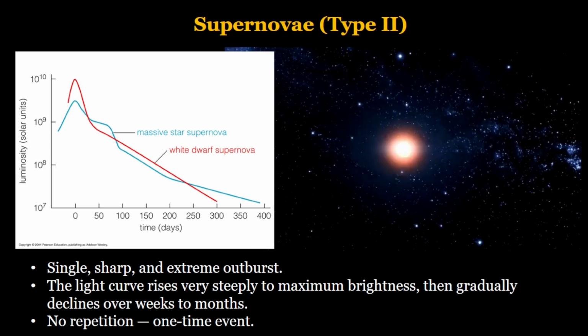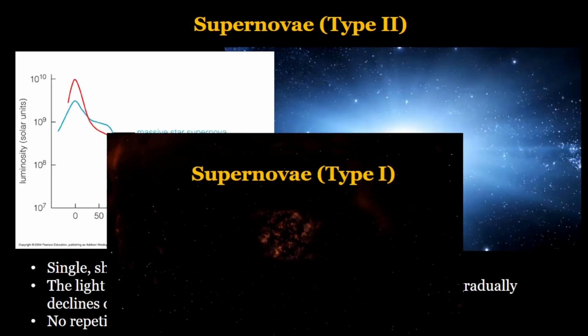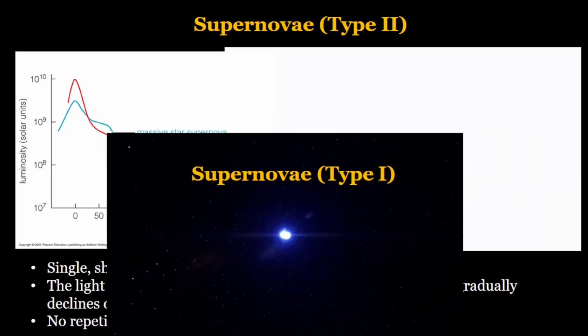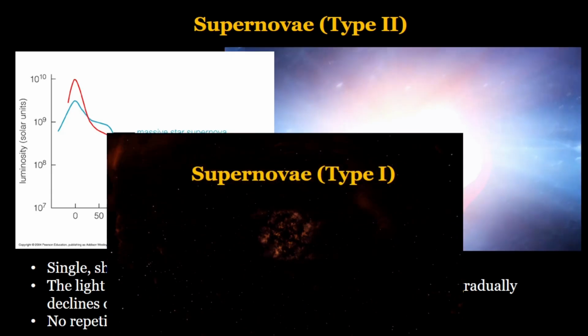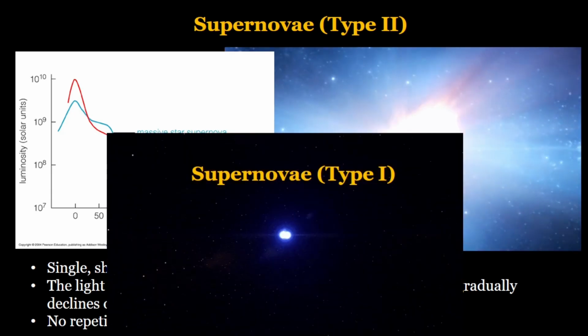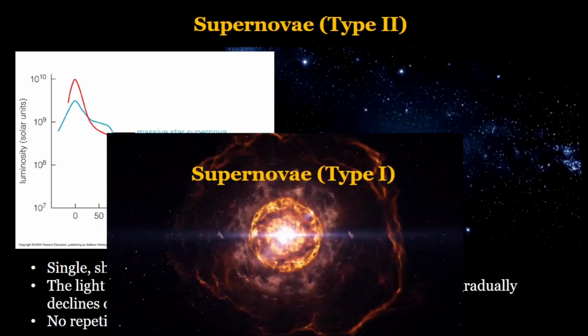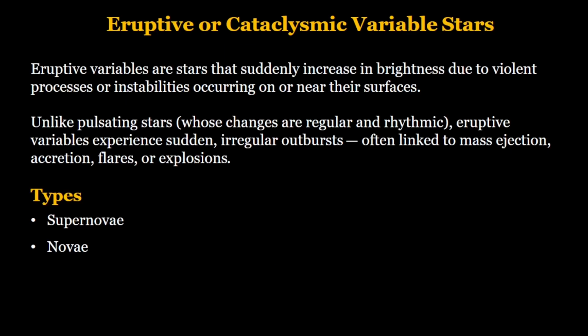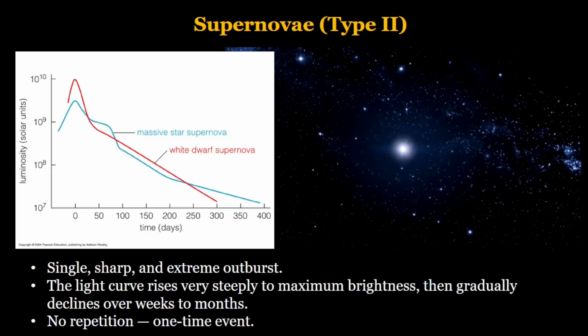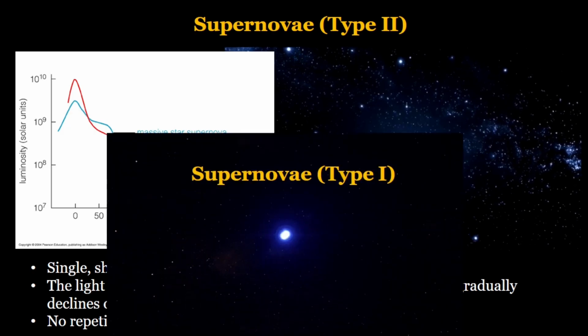So when it passes the Chandrasekhar limit, this happens to it. So supernovae, the two of them, are called eruptive or cataclysmic variable stars. So supernovae are variable stars.